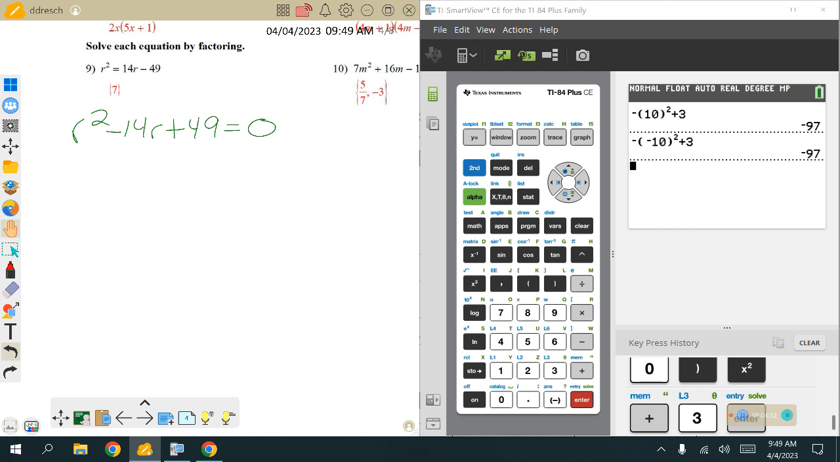Okay, now that we have that, a is 1, b is negative 14, and c is 49. So we go to our factoring skills, and we list out the factors of a and c, and this is old habits. Okay?